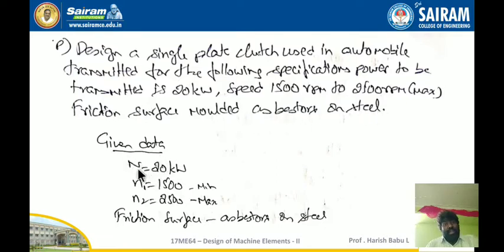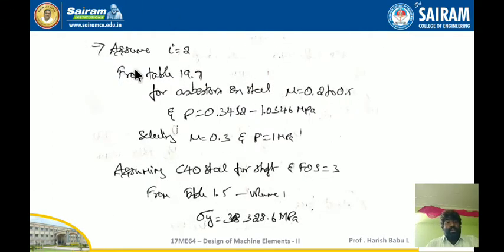So what are the given data? So N is given as 20 kilowatts. So n1, that is the minimum speed, is 1500 and maximum speed is 2500. The friction surface is asbestos on steel. So assuming i is equal to 2, that is both the sides are effective. From table 19.7 for asbestos and steel, mu will be given as 0.2 to 0.5, and the pressure will be given as 0.3452 to 1.0346 megapascals. So for this particular problem, I am going to select mu as 0.3 and P as 1 MPa.